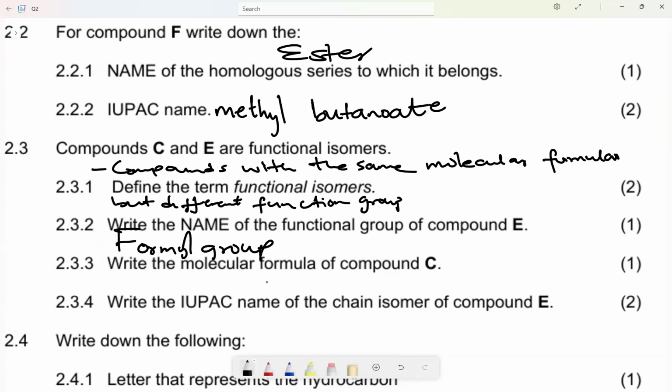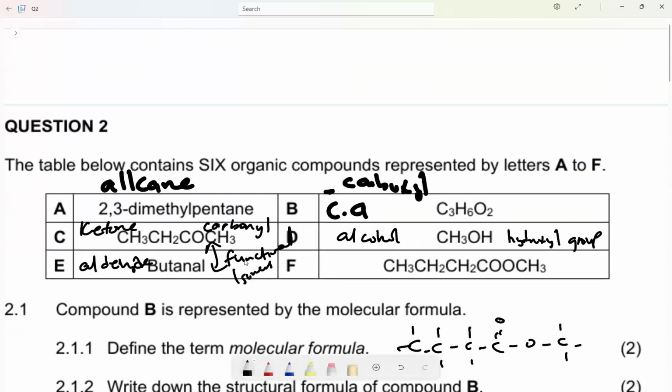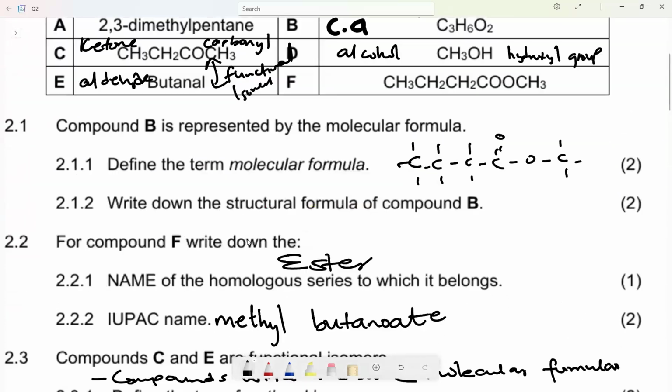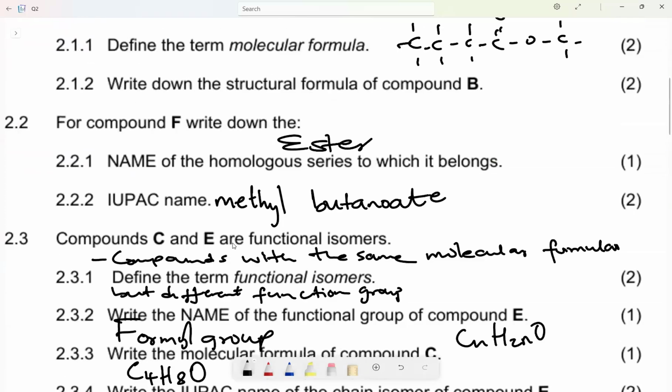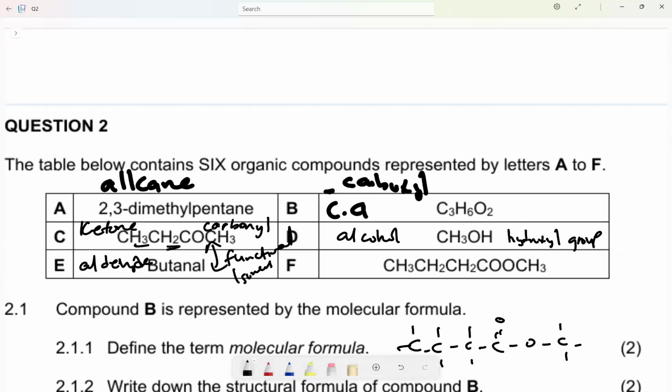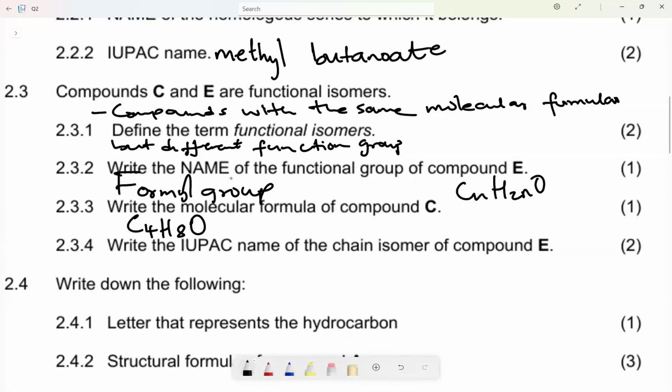Write down the molecular formula of compound C. Compound C is CH3CH2COOH. This is condensed. The molecular formula is going to be how many carbons? 1, 2, 3, 4. Sorry, 4 carbons. Then I know the general formula is CnH2nO, so I will have H8, then 1 oxygen. Or you can just count here: hydrogen is 3 plus 2 plus 3, it is 6 plus 2, it is 8. Then 1 oxygen.